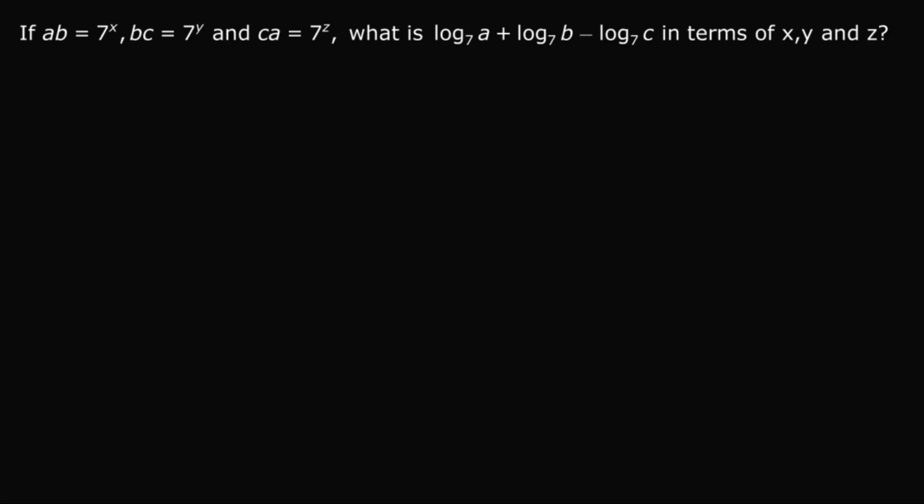Hi there. If AB is equal to 7 raised to x, BC is equal to 7 raised to y, and CA is equal to 7 raised to z, what is the log of a to the base 7 plus log of b to the base 7 minus log of c to the base 7 in terms of x, y, and z? So before we solve this one, feel free to pause the video so that you may try this one first on your own.